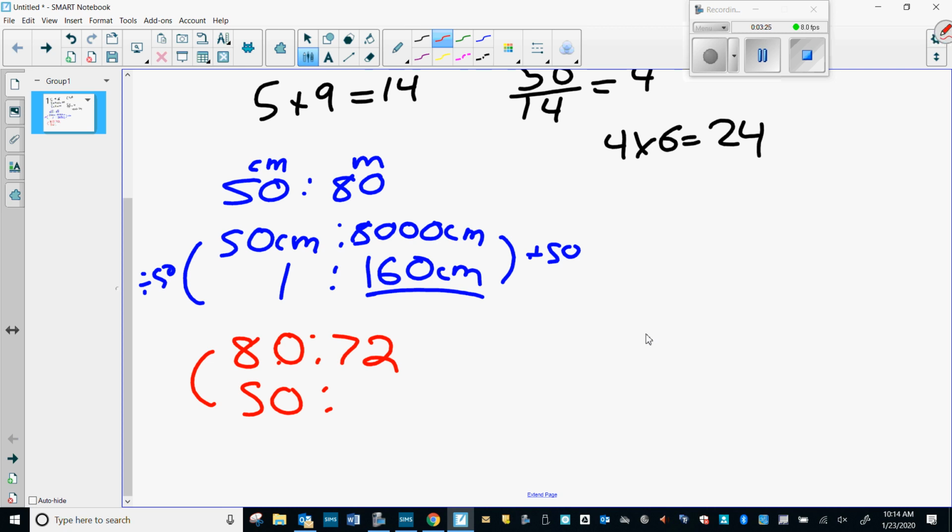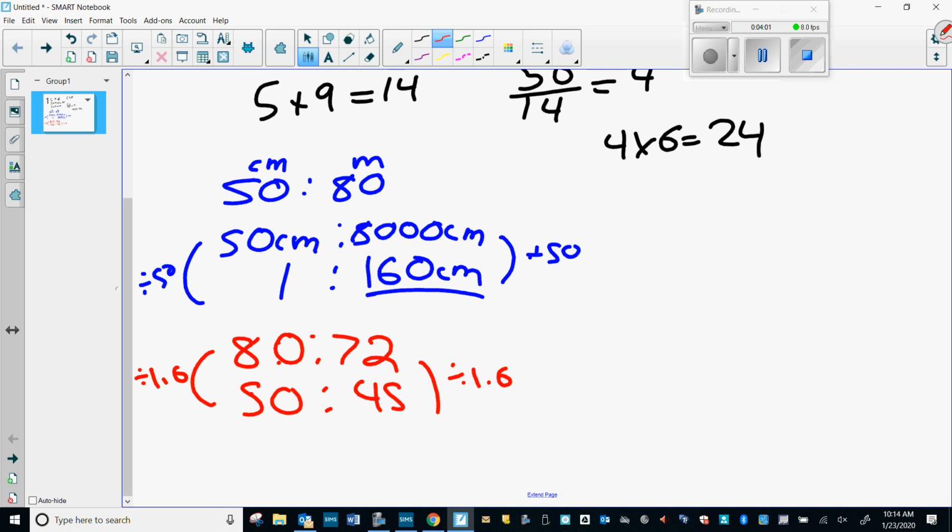I did a different thing. This thing was 80 and 72 that matched up together. Wait. Let me double check for you. 80 divided by 50 is 1.6. Oh yeah, so I did divided by 1.6. Then I divided 72 by 1.6 equals 45.